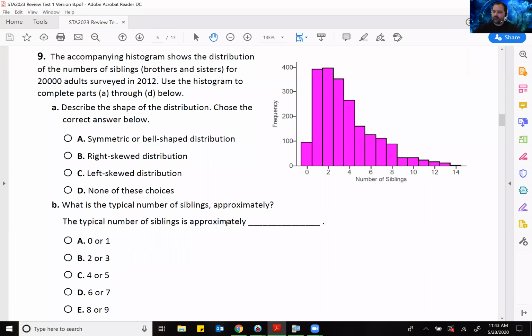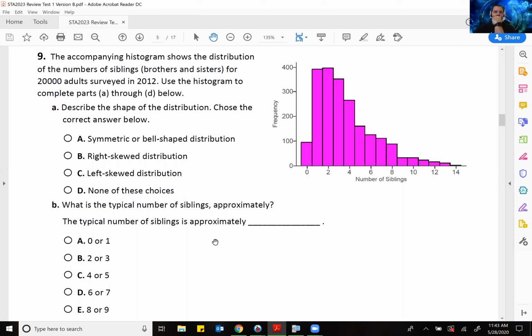Okay, number 9. Again, all this is in chapter 2, and it really is going in order of the sections. So I'm not really telling you what sections they're coming from, but hopefully a lot of these problems seem familiar because they're just like the ones that you did in your assignment. It says the accompanying histogram shows the distribution of the number of siblings, brothers and sisters, for 20,000 adults surveyed in 2012. Let's answer some questions. There's an A, B, C, D part to this.